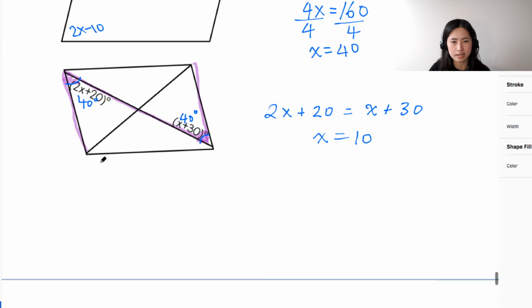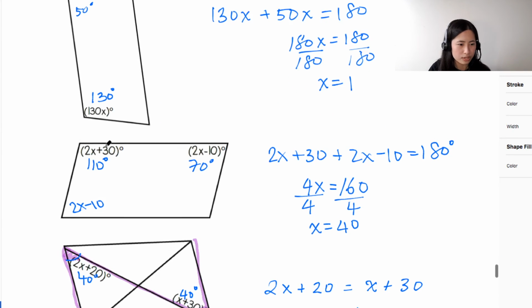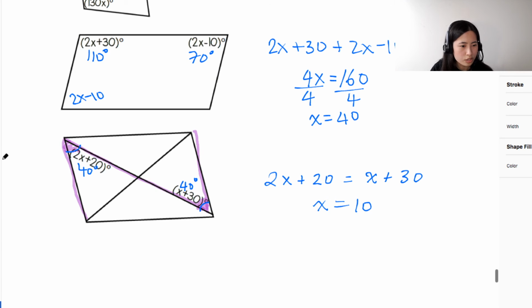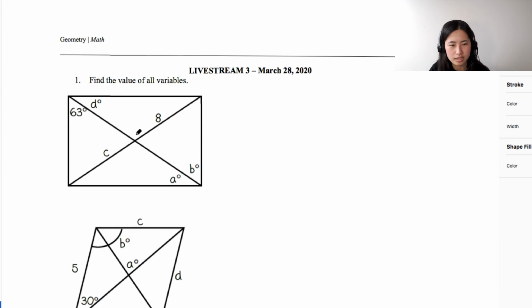Okay, so I guess that's it for the previous class. So let's move on to the new one. Okay, so now you can actually see that there's more variables, right? Again, you know, math gets harder and harder, right?